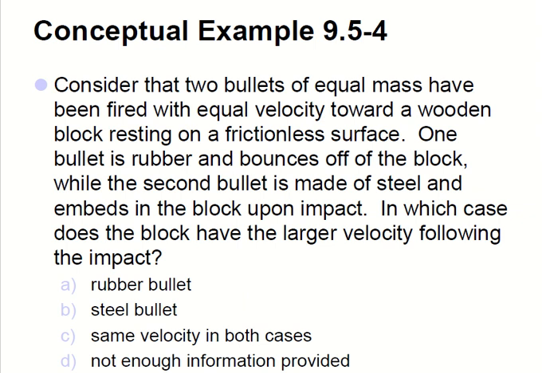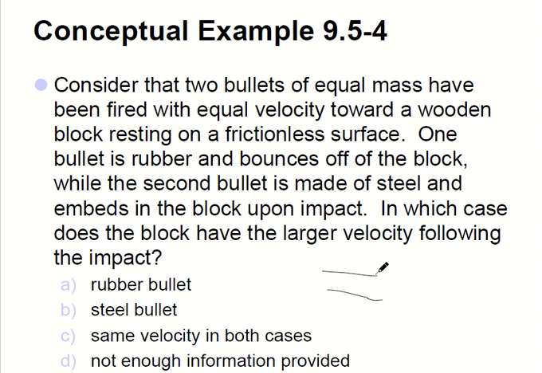Alright, now the next one: consider that two bullets of equal mass have been fired with equal velocity toward a wooden block resting on a frictionless surface. One bullet is rubber and bounces off of the block, while the second bullet is made of steel and embeds in the block upon impact. In which case does the block have the larger velocity following the impact? So let's take a look at that. Of course, you can always draw.